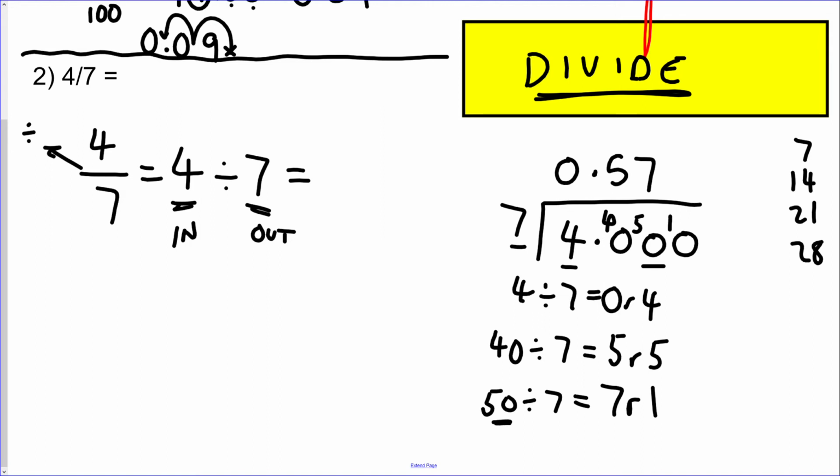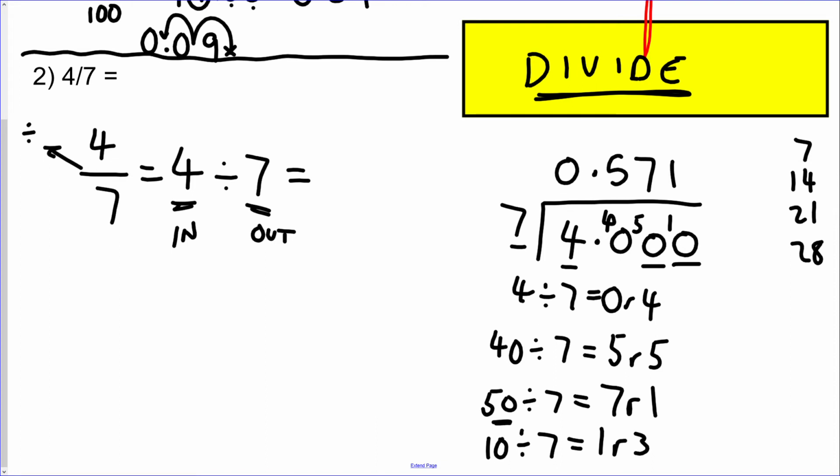We then go inside out again, so we now have 10 divided by 7. And here again, if you need to draw dots, draw them. If you need to write your times table down, do it. If you know your times tables off by heart, you will know that 7 goes into 10 once, because 1 times 7 is 7. And then there is a remainder this time of 3.